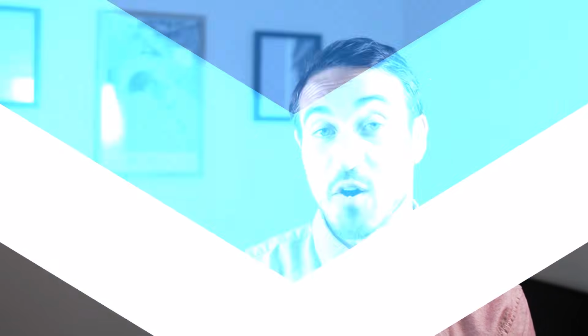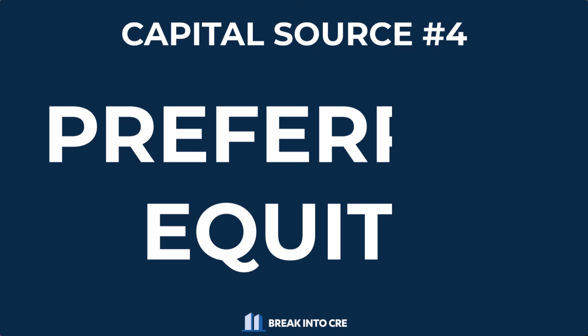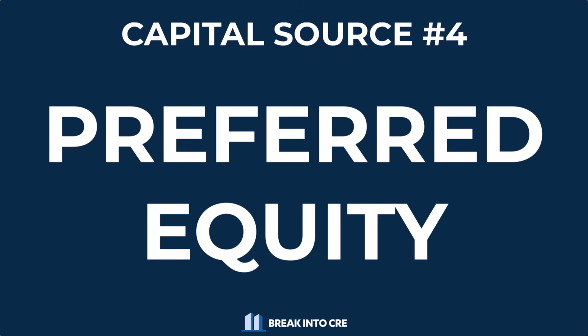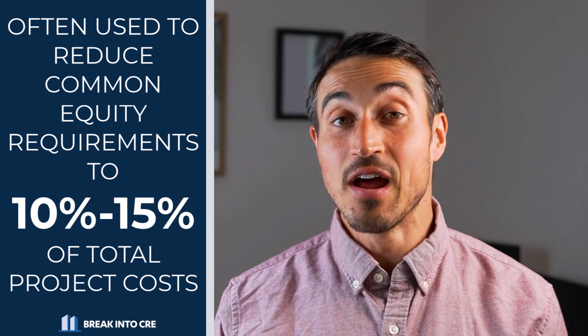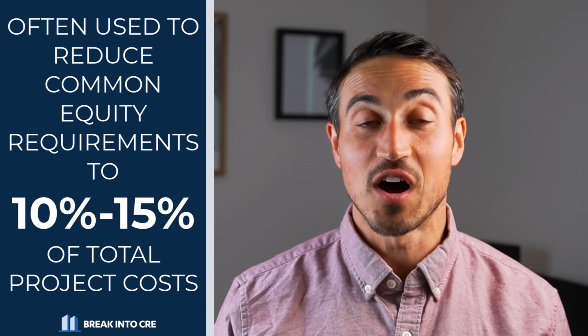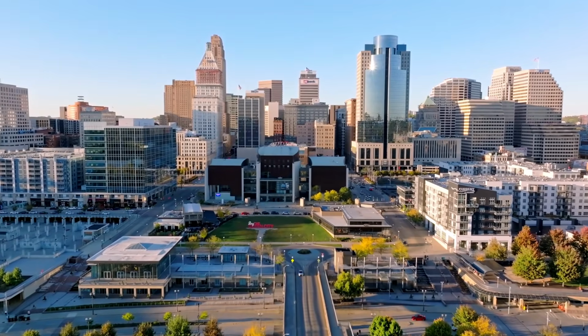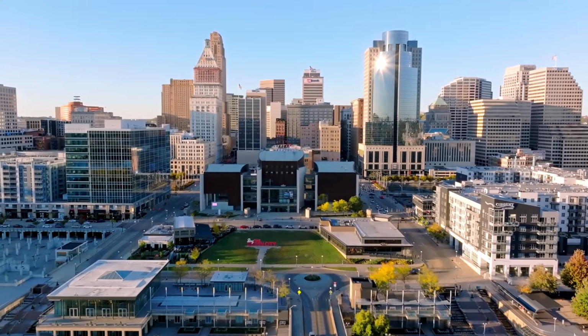Now, there's one more capital source I want to mention here that's been particularly relevant for investors over the last few years, and this is what's referred to as preferred equity. Preferred equity is often used to get common equity requirements down to 15% or even 10% of the total cost of a project, with some pretty unique payment structures that can make this really expensive.